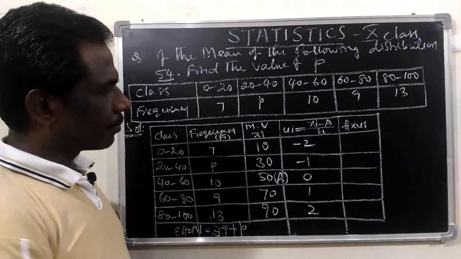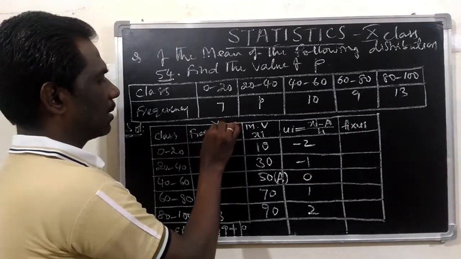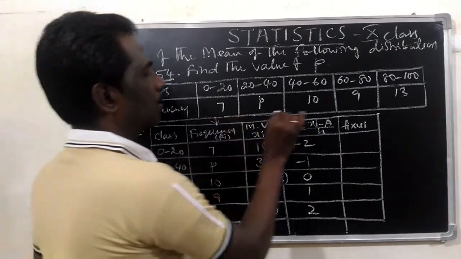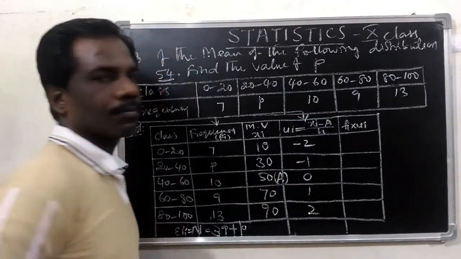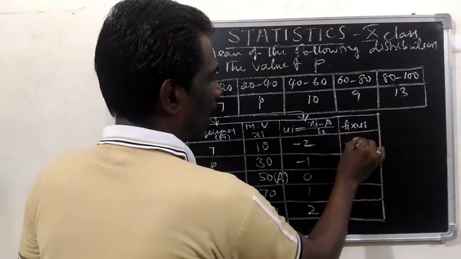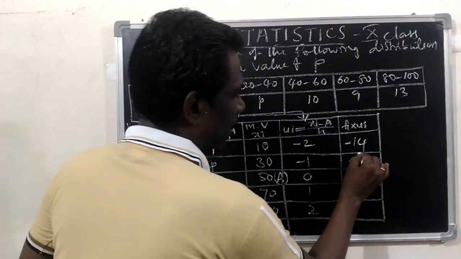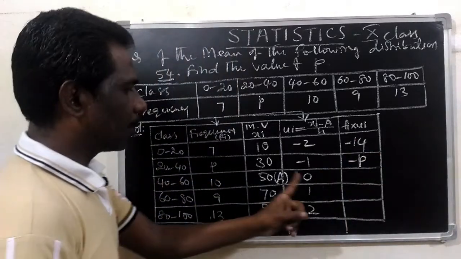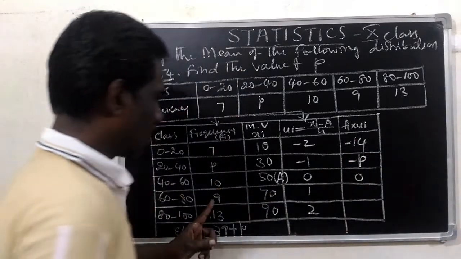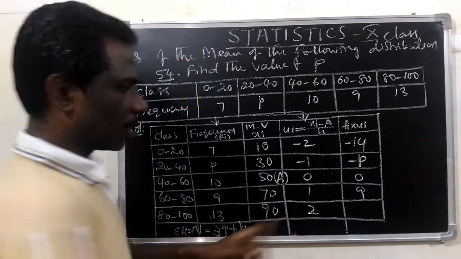Next we find Fi into Ui. Here this is the Fi value and this is the Ui value. Multiply these two values: 7 into minus 2 is minus 14. P into minus 1 is minus P. 10 into 0 is 0. 9 ones are 9. 13 twos are 26.